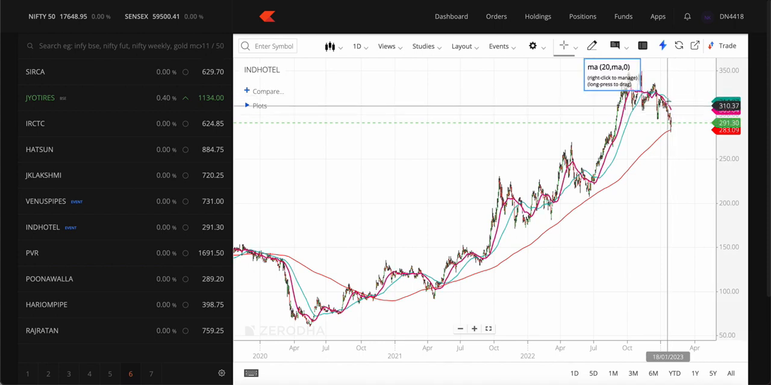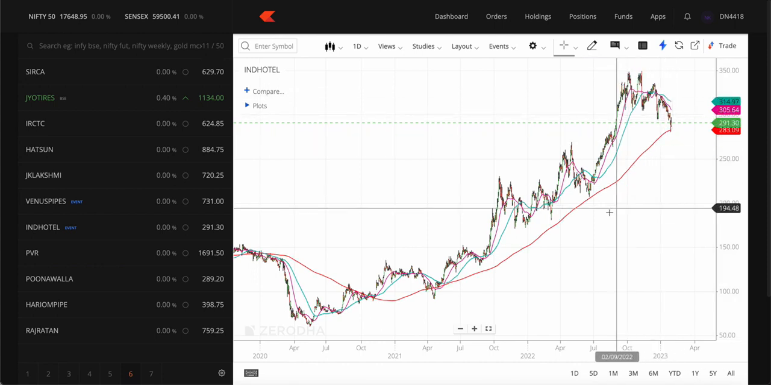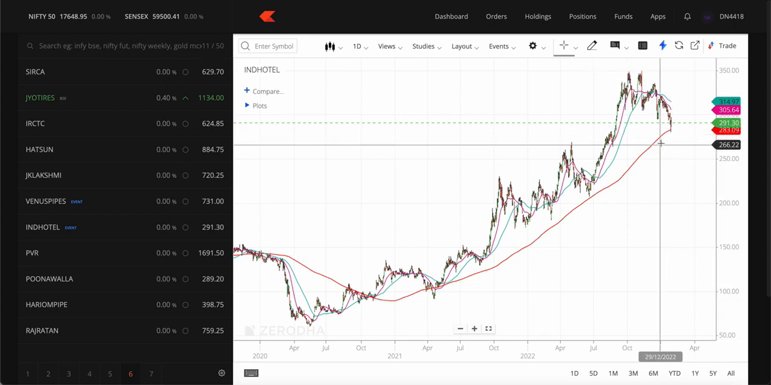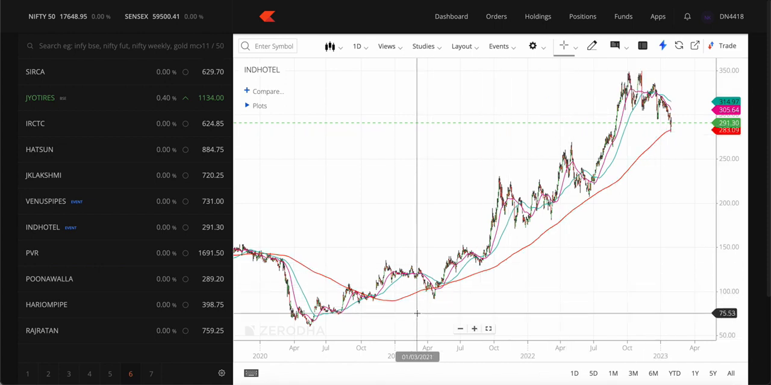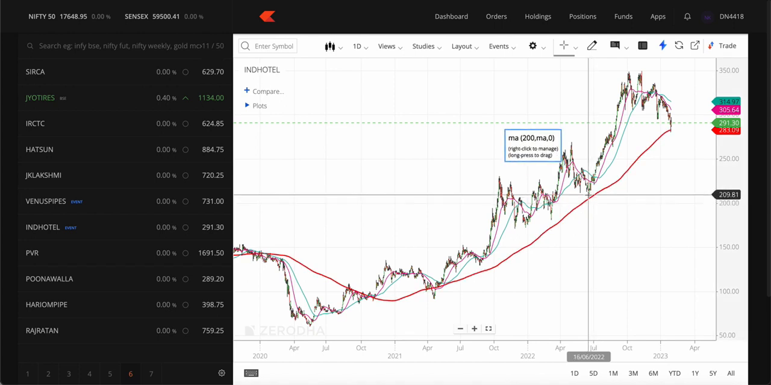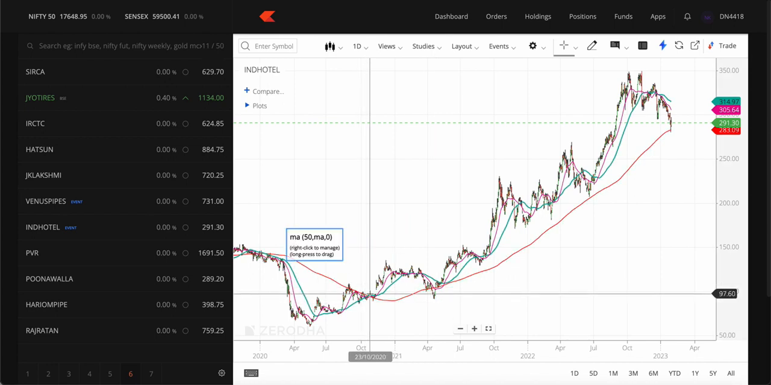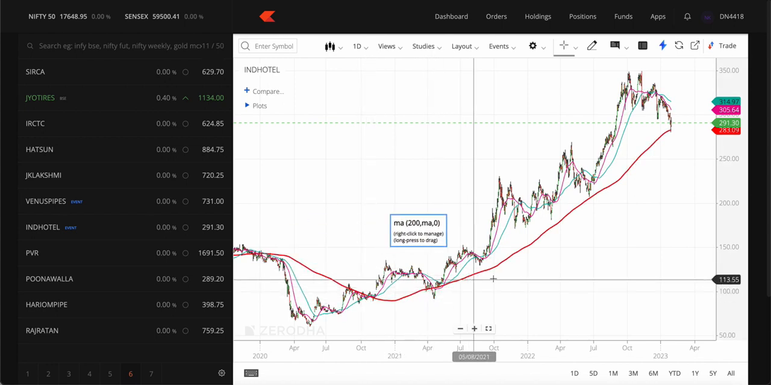If you see the short-term moving averages, the 20 and 50 moving averages, they are pointing downwards. But the long-term trend of the stock is up. So it's meeting the near-term and long-term trend of the stock. The long-term trend is the 200 moving average. Most stocks will take support at the 200 moving average. See here, Indian Hotels took support near the 200 moving average. Then here it has taken the 200 moving average again. We will see a couple of examples to show that also.